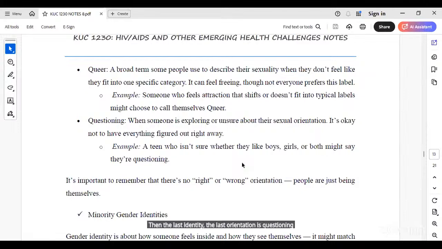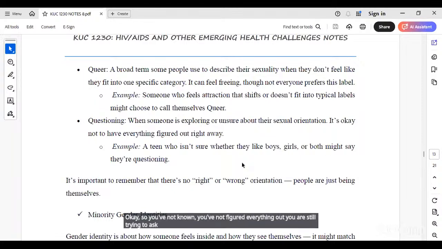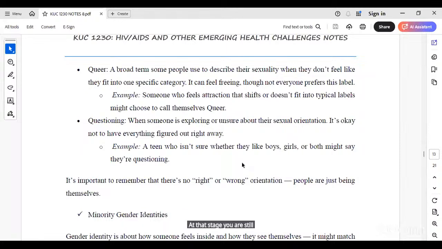Questioning is when you are still exploring. You are still not sure about your orientation. Okay, so you've not figured everything out. You are still trying to ask, am I homosexual? Am I heterosexual? Am I pansexual? At that stage, you are still questioning.